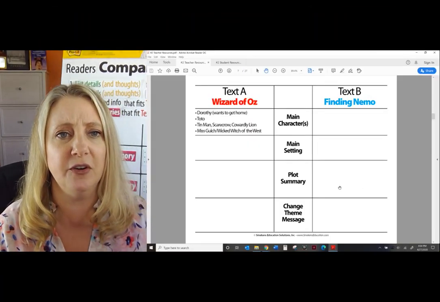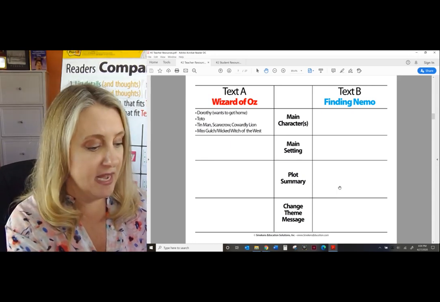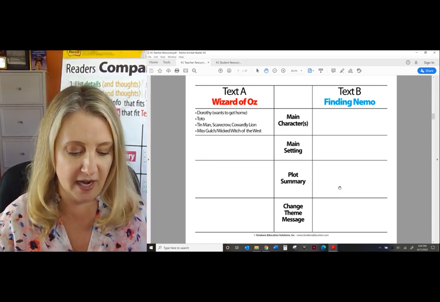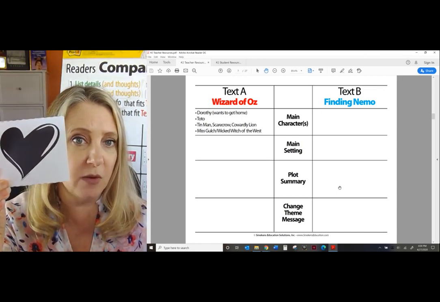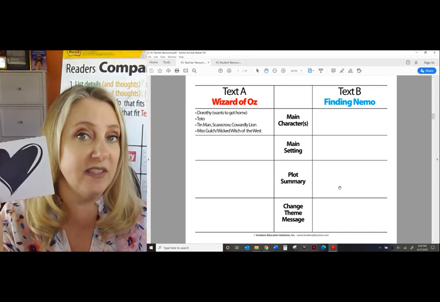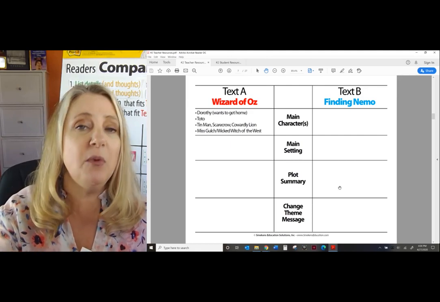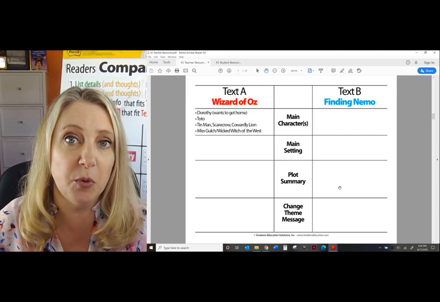Who's the main character? Dorothy. Now, the main character is the one that I always try to note. What's the motivation? What did she really want? And here it says Dorothy wants to get home. But there were other characters that played some supporting roles.